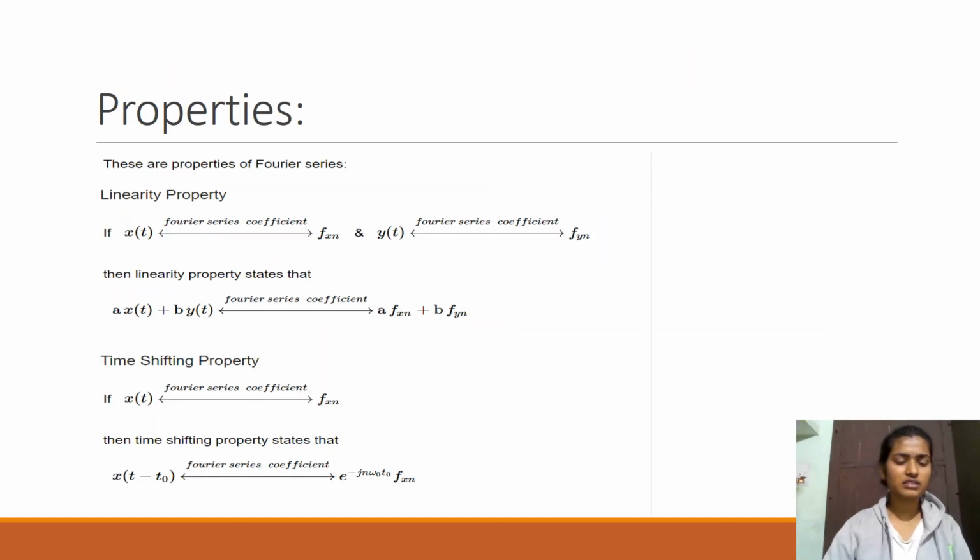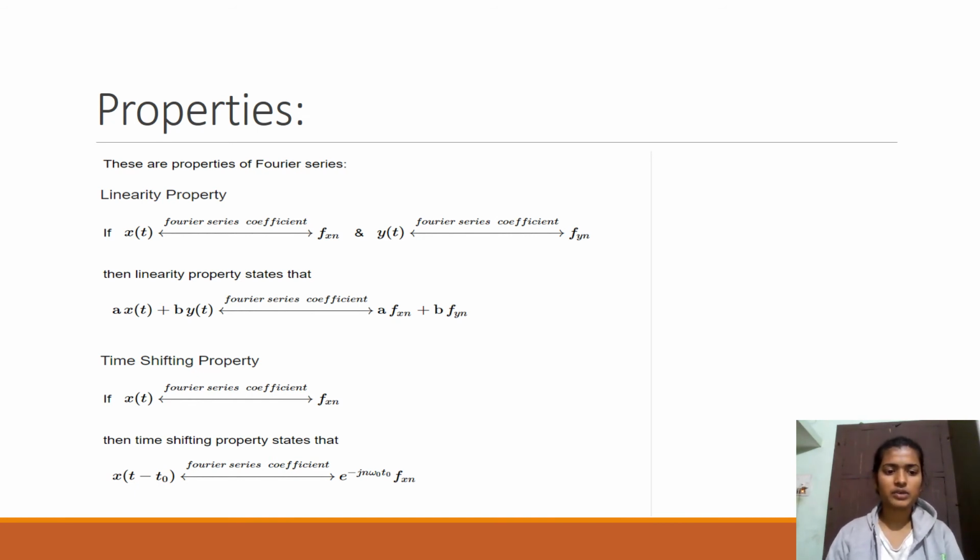Now let's discuss the properties. There are several properties; let's see them one by one. First is the linearity property, in which we take two functions x(t) and y(t), with Fourier coefficients fxn and fyn. According to the linearity property, if we take the function a x(t) plus b y(t), then the Fourier series coefficient will be a fxn plus b fyn.